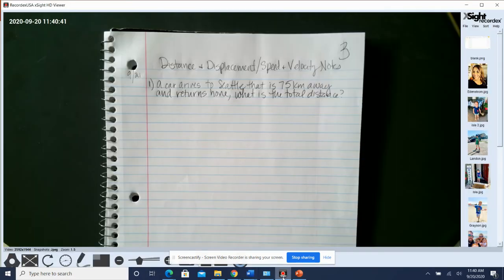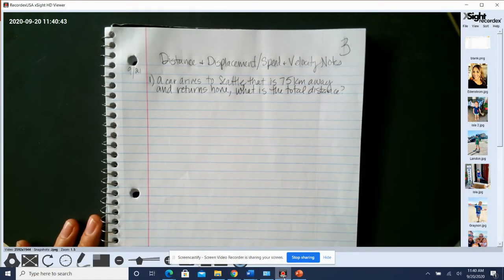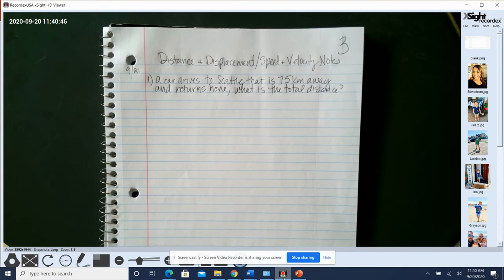So my camera is right here, and I wrote it down. So let's think about this. We have a car driving to Seattle. It's 75 kilometers away, returns home. What is the total distance?